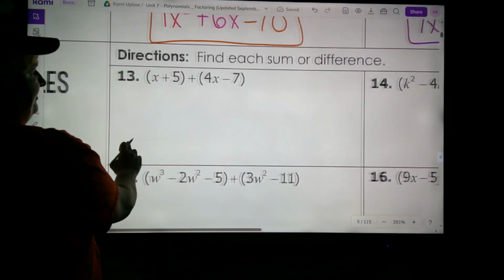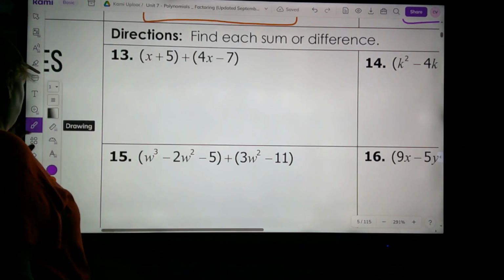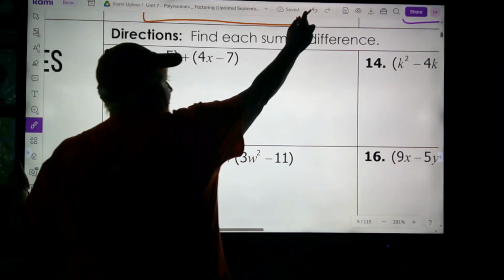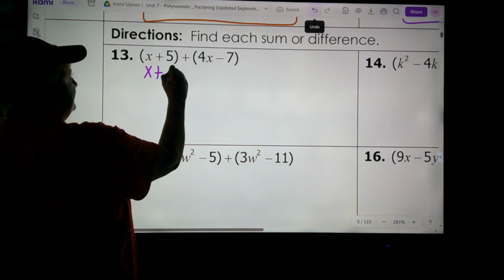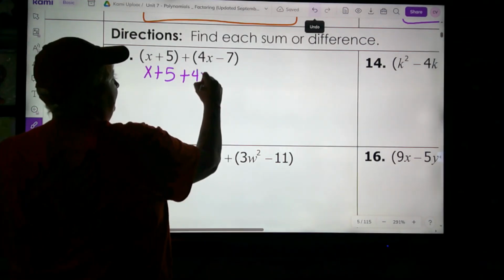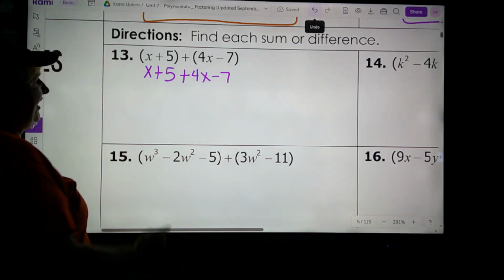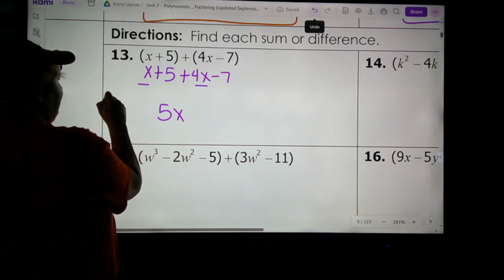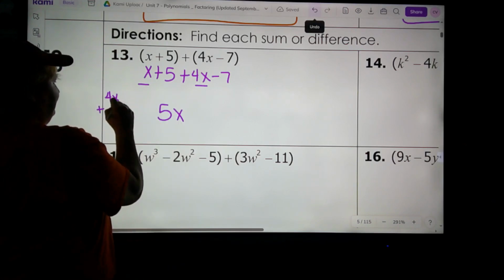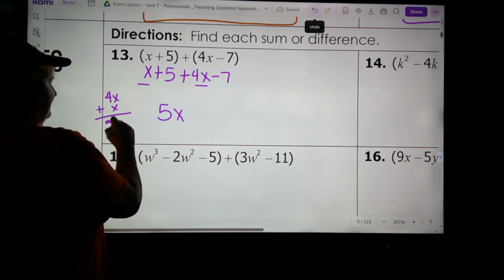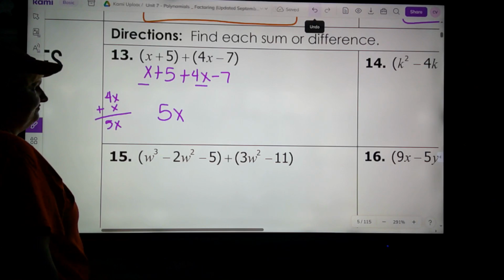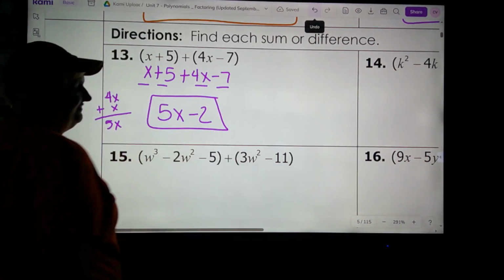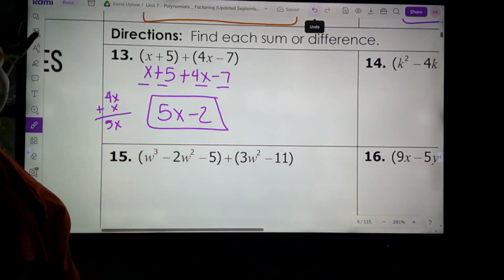Find each sum or difference. Remember, if it has a plus, just drop them outside of the parentheses. Combine your like terms. 4x plus x is 5x, right? 5 minus 7 is negative 2. That's your answer. That's it.